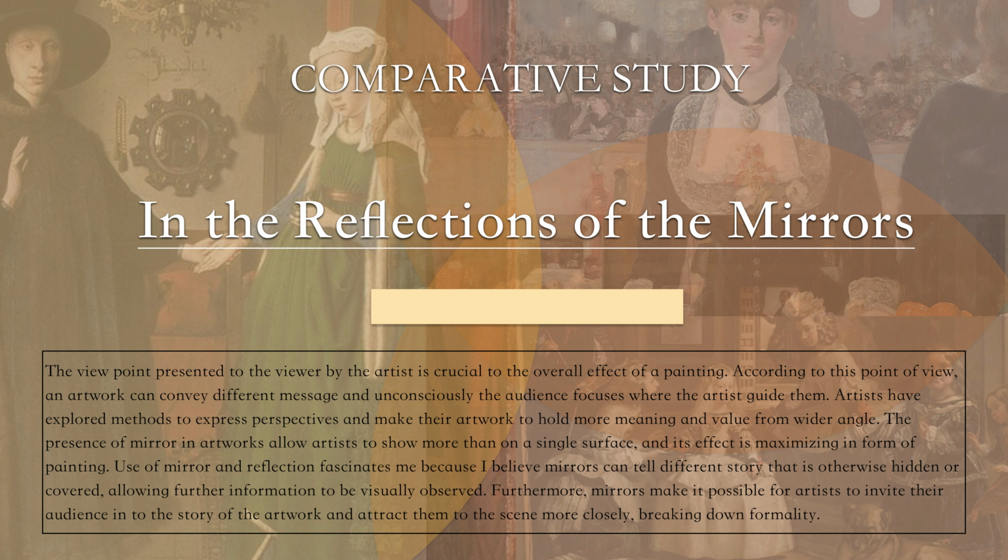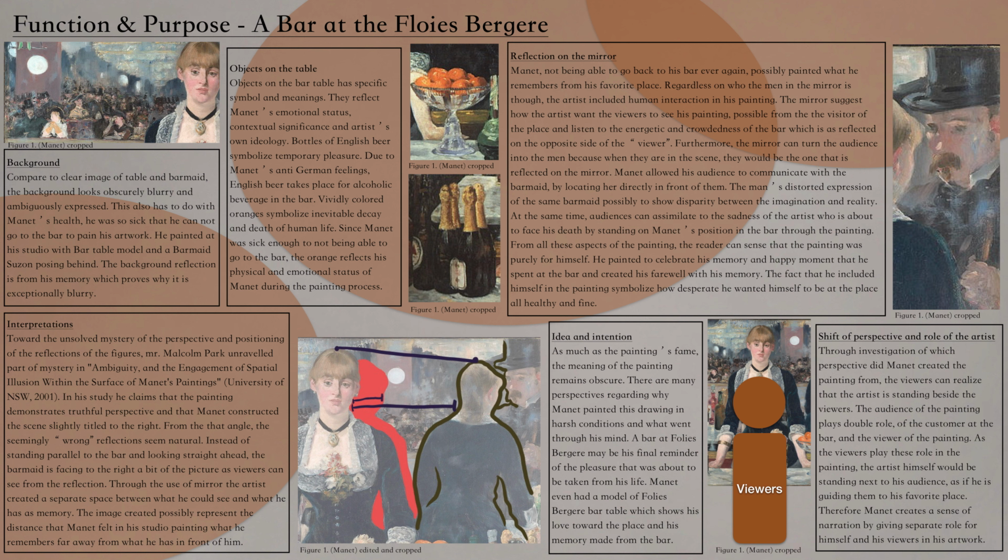Final section is function and purpose. In this section, I went a little bit deeper into what the artist was trying to communicate through his artwork. I focused on the meaning that each object may signify, known intentions, and purposes if there are any. Since my selection of artworks was based on the presence of mirrors, information about the mirror and reflections in the mirror occupied a large proportion of the space.